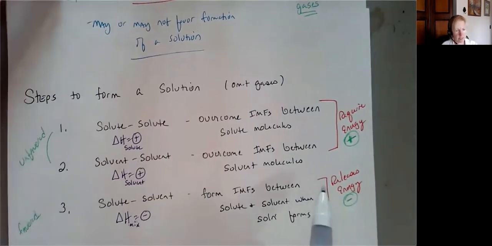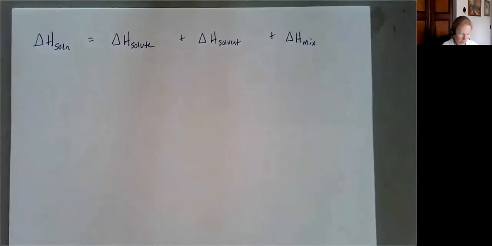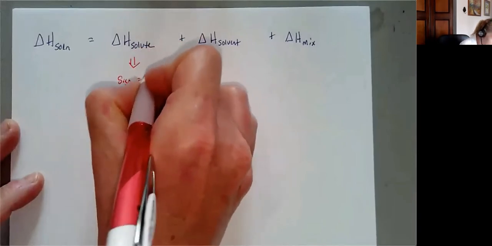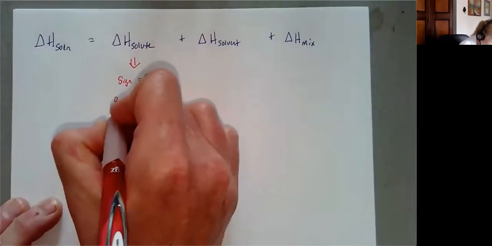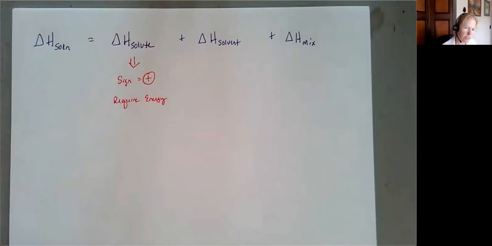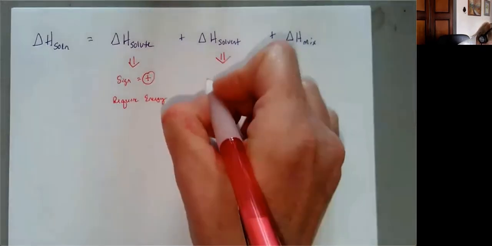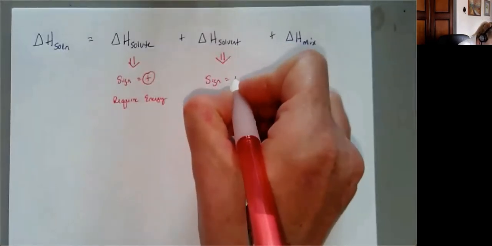So if I look back to that equation here, if I think about the sign, the sign of this is always going to be positive because that's going to require energy. I'm going to have to put energy in to break those solute-solute bonds. Intermolecular forces, not really bonds. The sign here is also going to be positive.